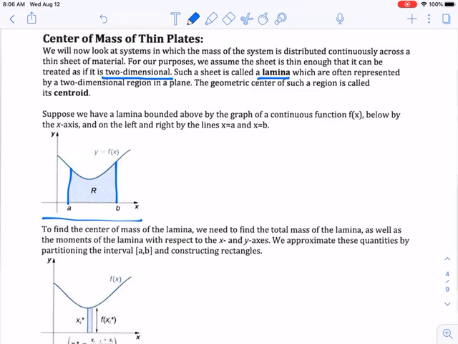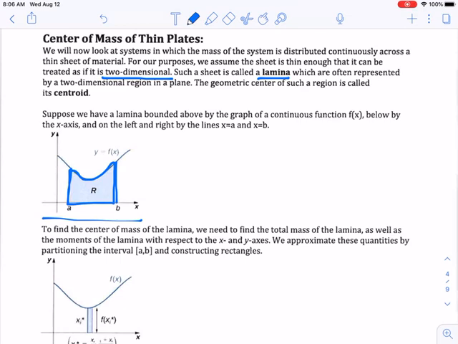So if you were to think of that as some type of a plate, and you want to find the balancing point, you want to find the center of mass of that point that would balance. So if you were to take a thin object of this shape and you were to balance it on a pole or your finger or something, it would perfectly balance. That's what we're looking for.